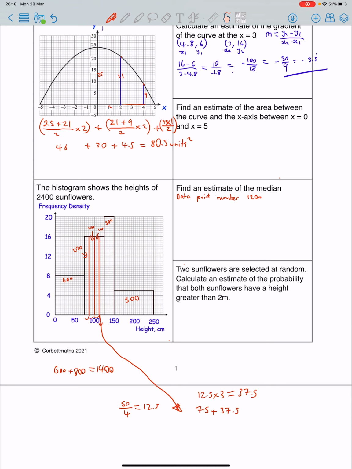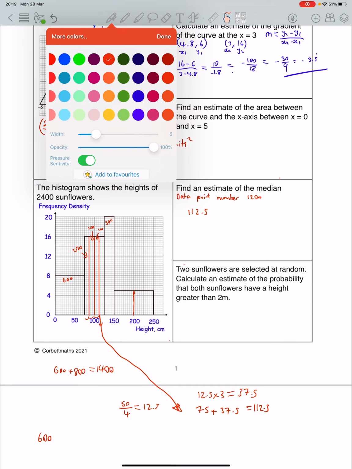Next, 2 sunflowers are selected at random. Calculate an estimate of the probability that both sunflowers have a height greater than 2 meters. Okay, so I'm just going to rub out the bits I don't quite need. So basically, we're going up to this point here, right? So we know that this first bar was 600, the second bar was 800, the third bar was 500. Let me write in a different color so that we know it's a different question.